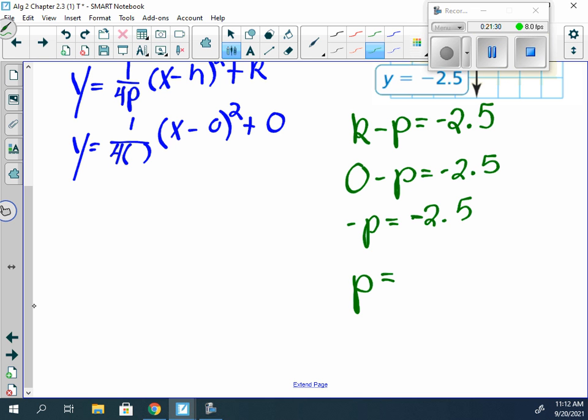Well, I changed p from negative to positive, yes? So what do I have to do to the other side? I have to change it from negative to positive or positive to negative. In this case, it's just saying that p is 2.5. Because we can multiply both sides by negative 1 or divide by negative 1, but if I change the sign of one side, I have to change the sign of the other, so it just tells me p is 2.5.